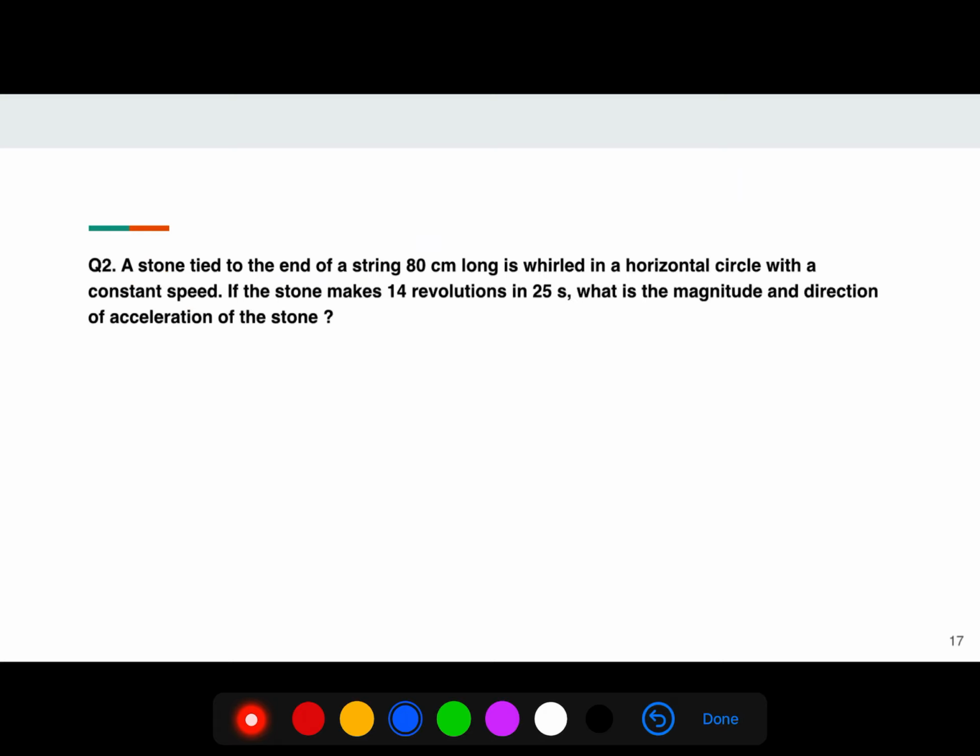And second numerical: a stone tied to the end of a string 80 centimeter long is whirled in a horizontal circle with constant speed. If the stone makes 14 revolutions in 25 seconds, what is the magnitude and direction of the acceleration of the stone? So you may do this question. We want to find the acceleration. It is the centripetal acceleration and it will be omega square r. You can find omega by 2 pi by T.